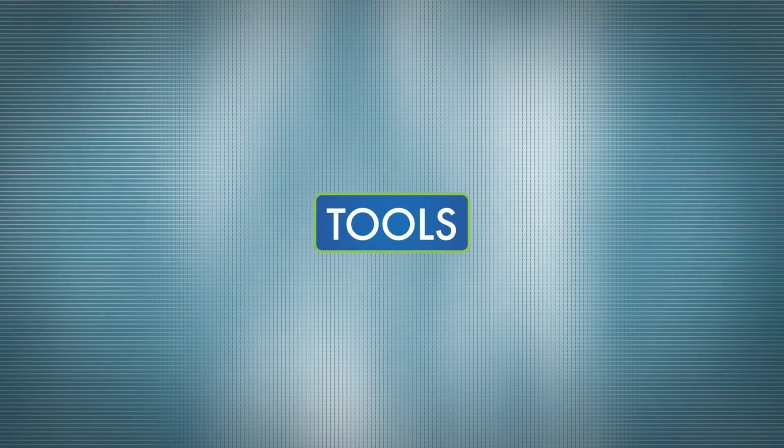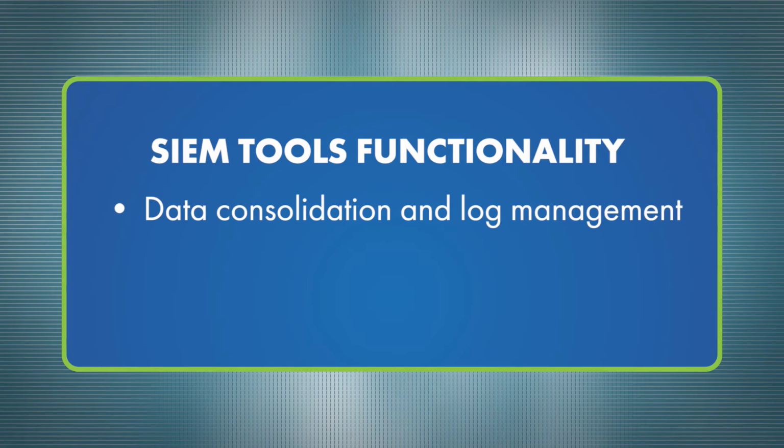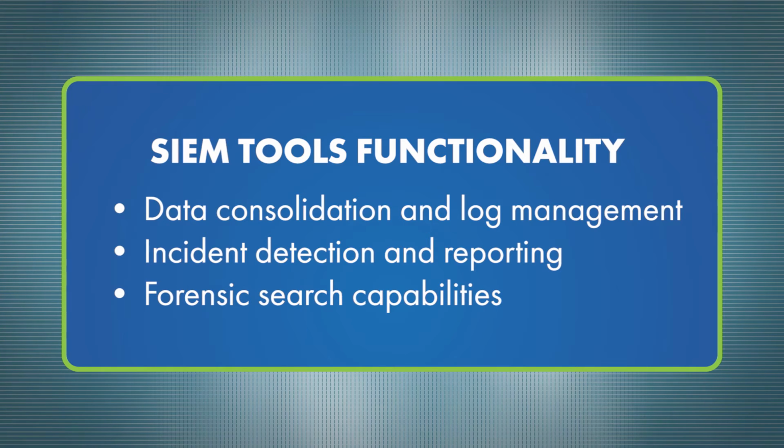A SIEM tool must be capable of consolidating and correlating data across your information systems network. Detecting signatures of events, which resemble specific attacks, is an example of correlation. Many vendors offer SIEM tools with functionalities including data consolidation and log management, incident detection and reporting, as well as forensic search capabilities. A SIEM tool needs to be configured to highlight relevant security events in your network, which are always changing. You will need to keep abreast of network activities. If there is a change, create new rules or update existing rules so important trends and events are reported.